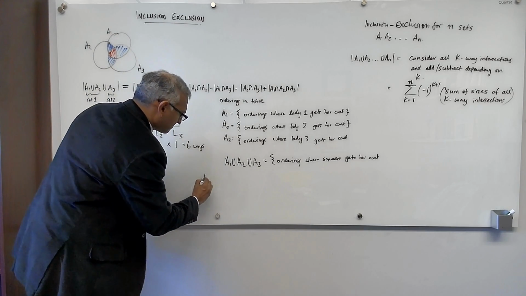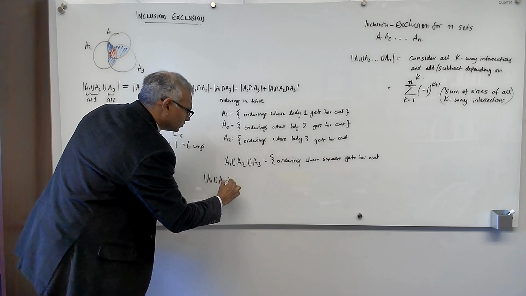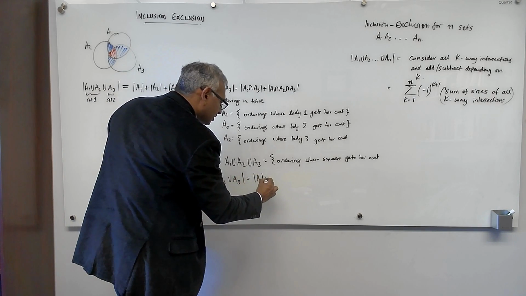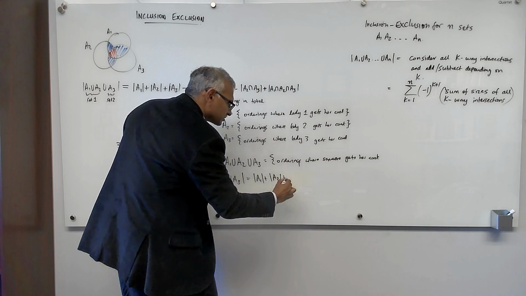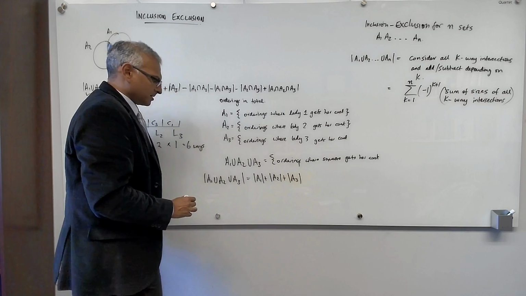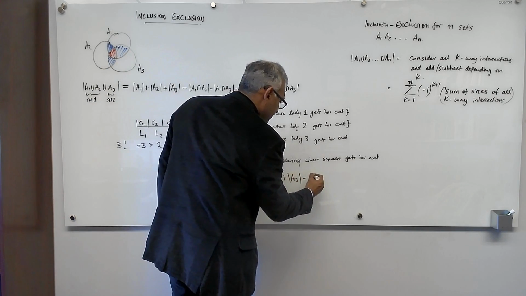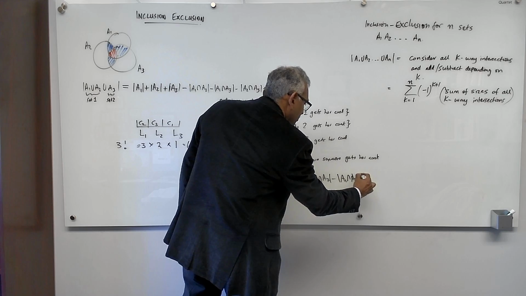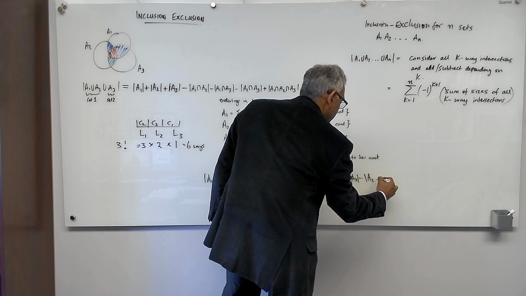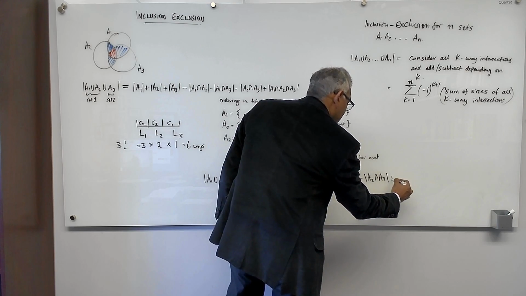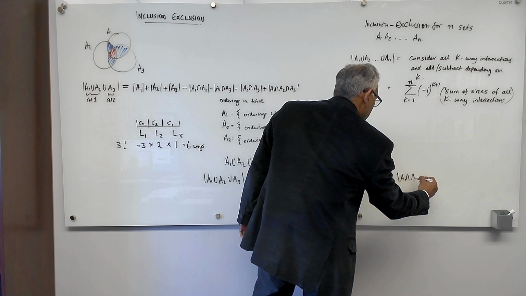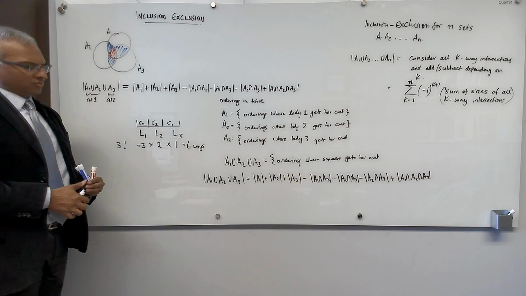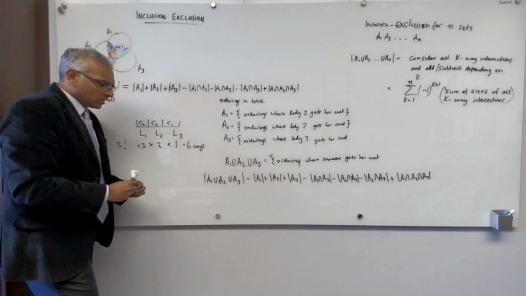So the size of A1 union A2 union A3 is equal to the size of A1 plus the size of A2 plus the size of A3, minus the pairwise intersections: minus the size of A1 intersection A2, minus the size of A1 intersection A3, minus the size of A2 intersection A3, and then plus the size of A1 intersection A2 intersection A3. So that's the inclusion-exclusion formula for the union of 3 sets. Okay, what's the size of A1?